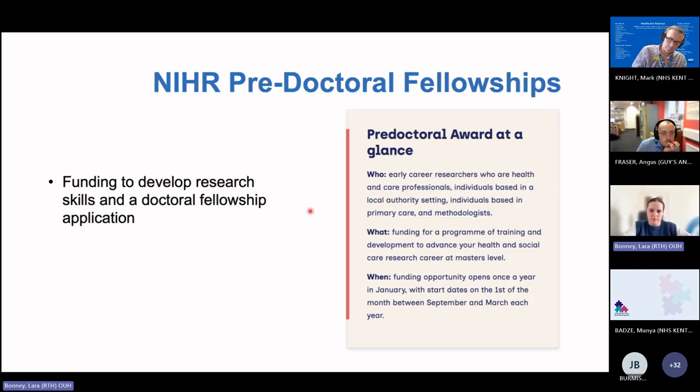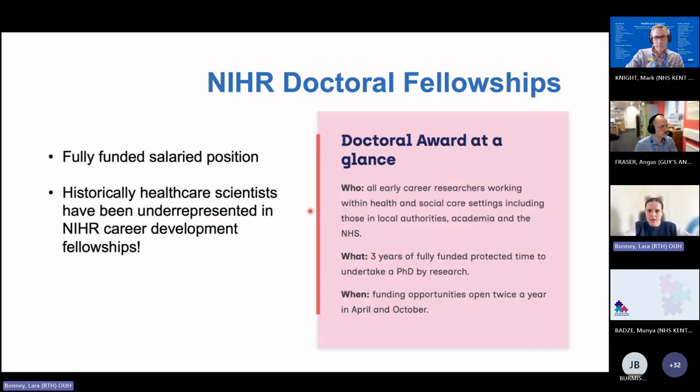I did have some funding from Health Education England, as I previously mentioned, but these can be really good if you think that you need that time or there's a course you want to go on before you apply for doctoral fellowship. So have a look at those. And then the doctoral award is 3 years of fully funded, fully salaried at your current NHS band, protected time to undertake a PhD by research.